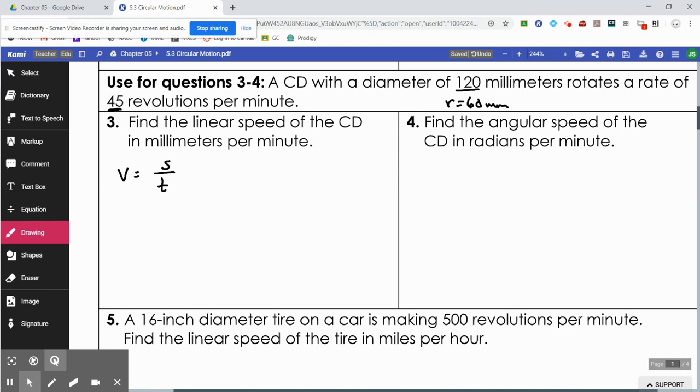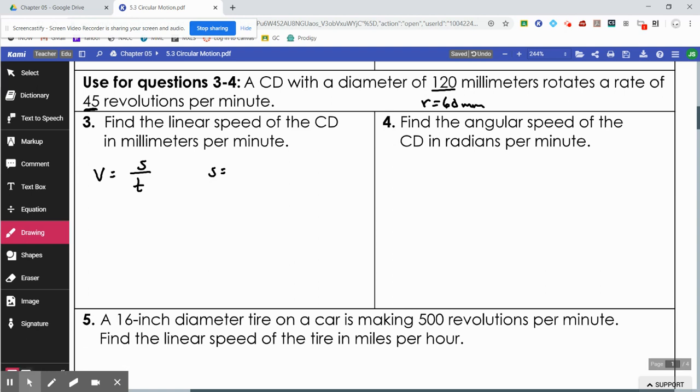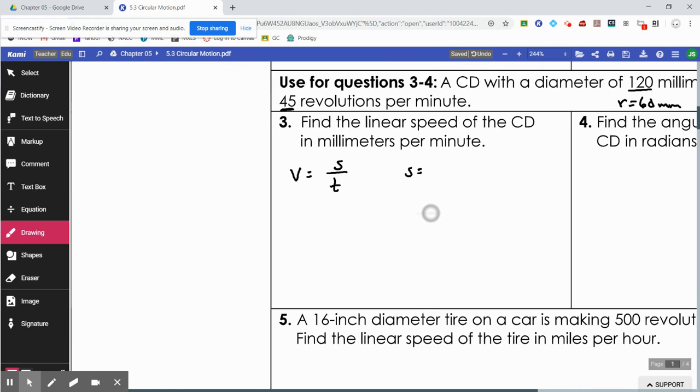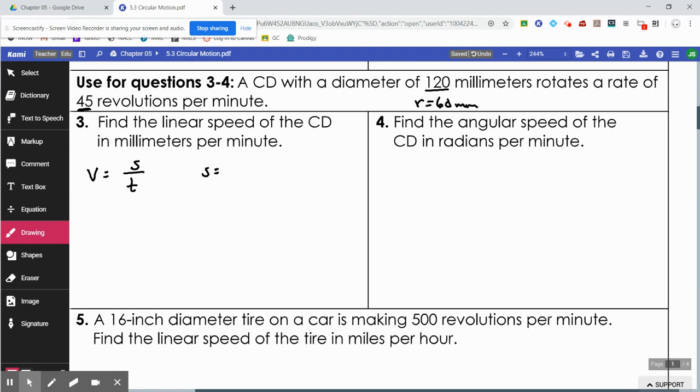We need that in distance. We need that in arc length instead. So let's find our arc length to begin with. 45 revolutions, and I know that my diameter is 120, so my radius is 60. One revolution is, again, pi times diameter or 2 times pi times radius, which is the formula they gave us over to the side. So I'm going to use my pi times diameter. So one revolution would be 120 pi.